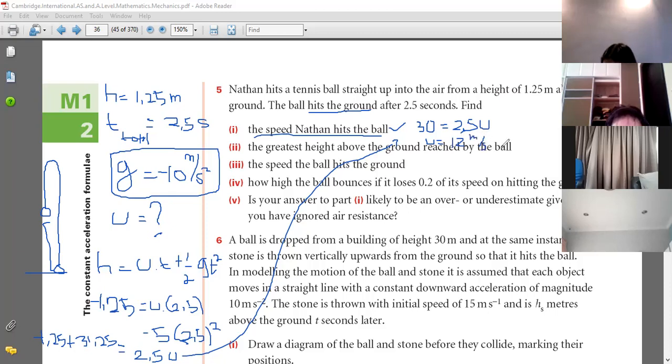it makes sense, because Nathan hits the ball straight up, so it goes up. So it makes sense. If you had a negative answer for u, this doesn't add up. Something's wrong maybe.